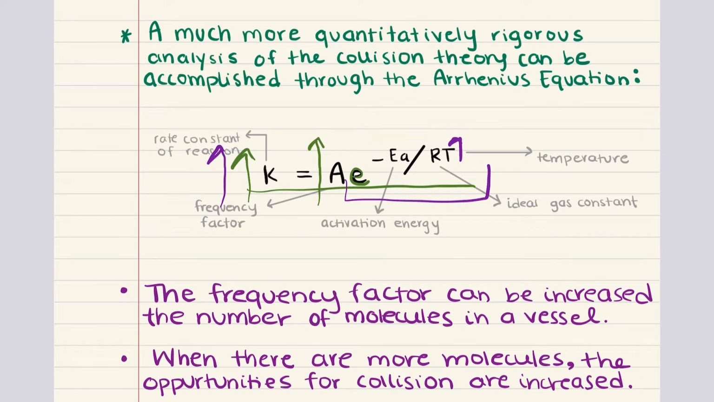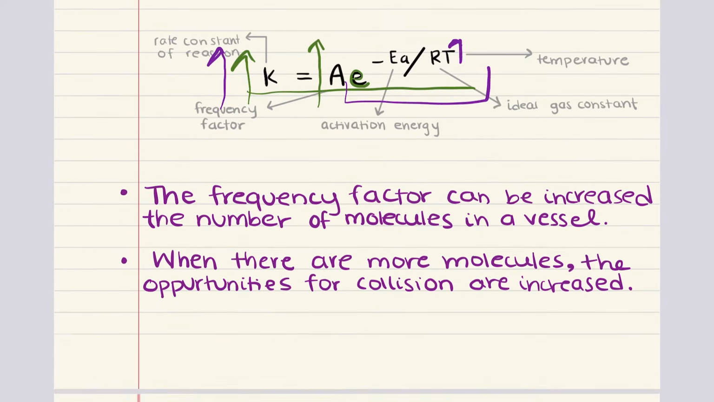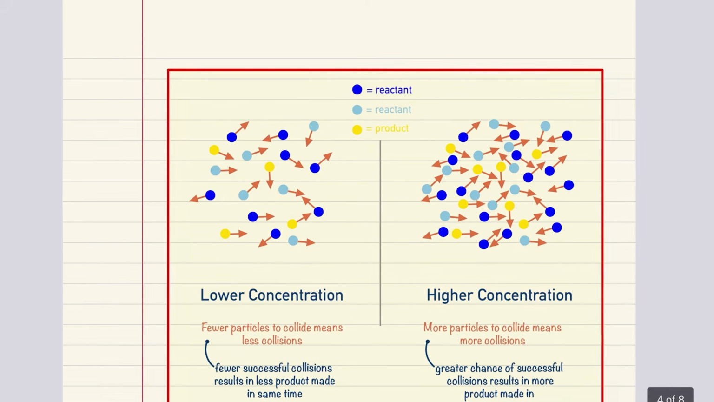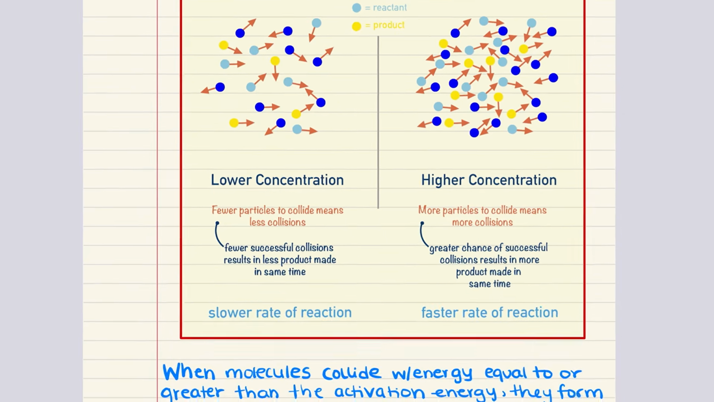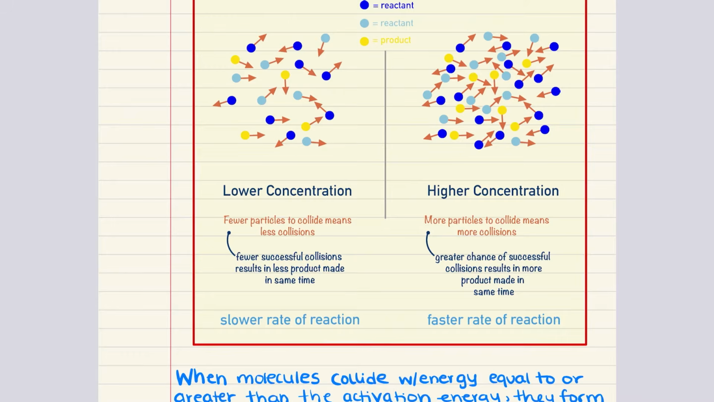Now, the next topic we want to cover that will further our understanding of the microscopic interactions that happen during chemical reactions is transition theory. Transition theory allows us to visualize this better.